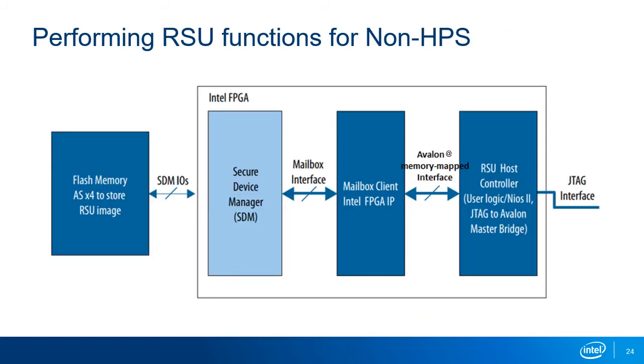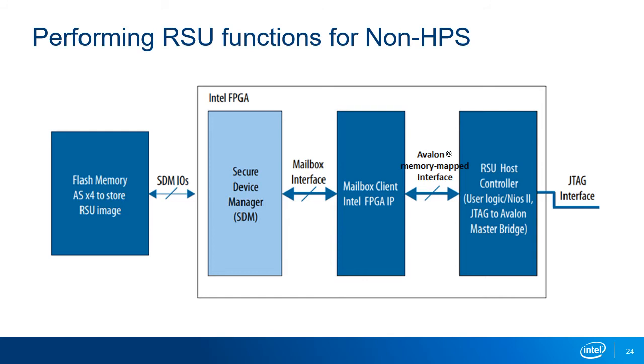Here are the guidelines to follow when implementing Remote System Update. 1. The factory or application image must at least contain a remote system update host controller and the mailbox client IP. You could either use custom logic, the Nios II processor, or the JTAG to Avalon master bridge IP as the remote system update host controller. The remote system update host controller controls the remote system update function by sending commands and receiving responses from the SDM via mailbox client IP. The mailbox client functions as the messenger between the remote system update host and the SDM. It passes the commands to and responses from the SDM.